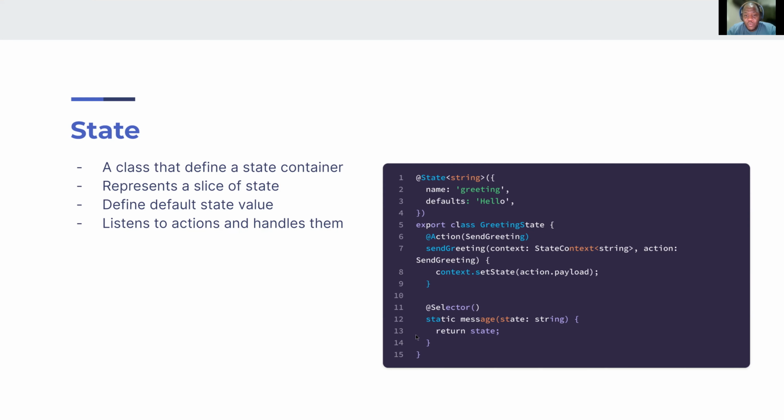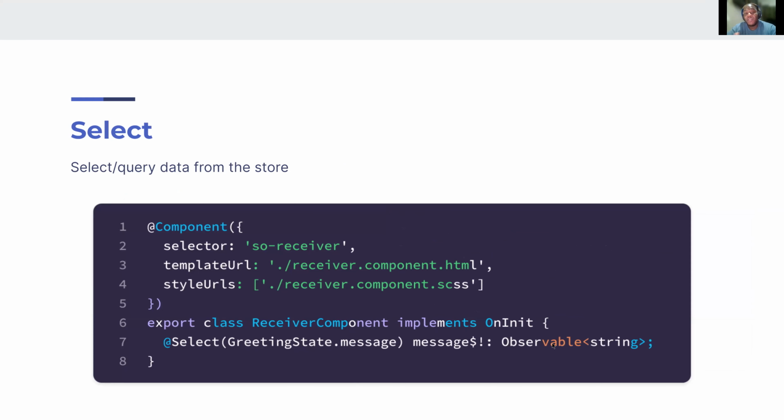Then the select is basically just a function, and it references that function within the select decorator, and it returns an observable which can be subscribed to using the async pipe or the subscribe function.